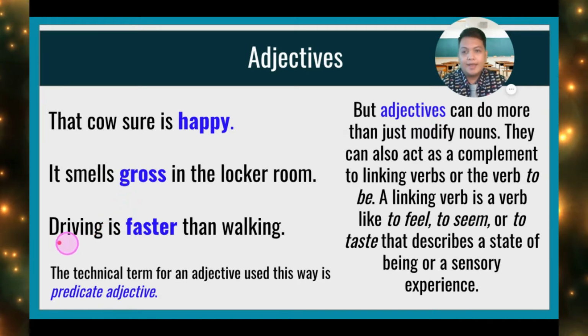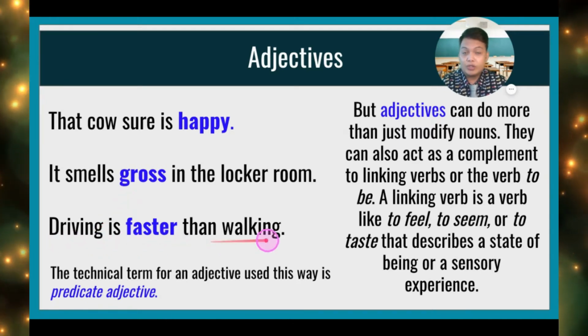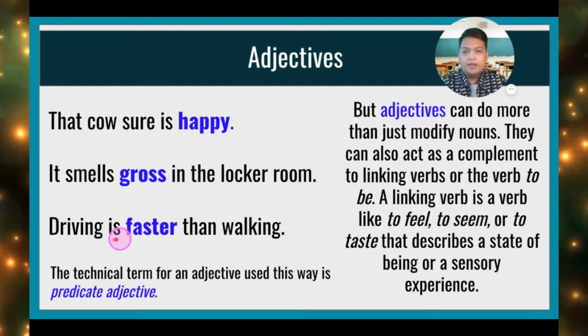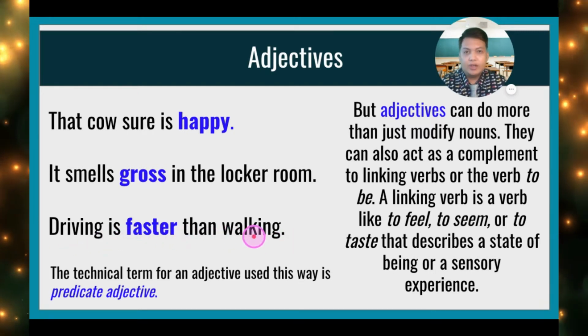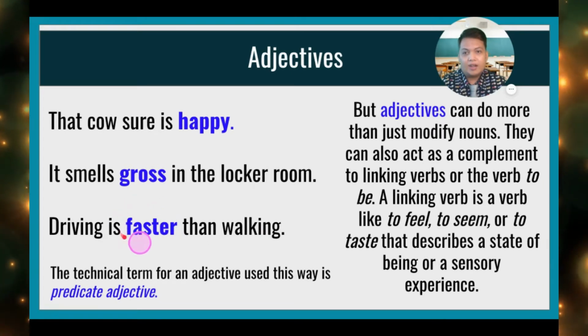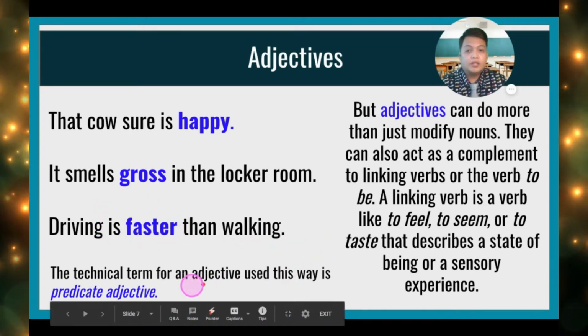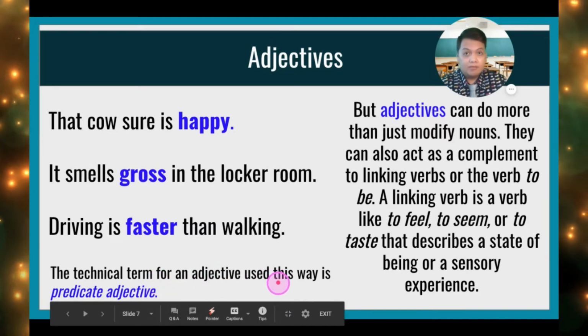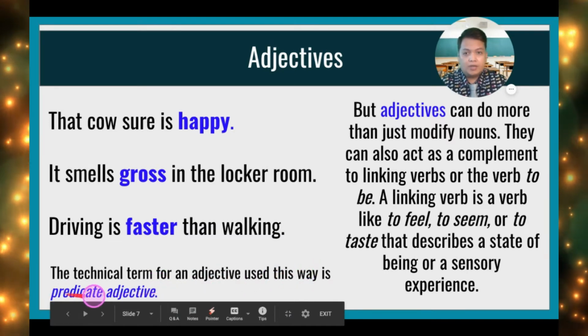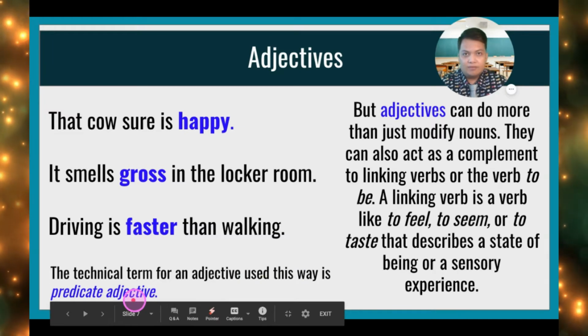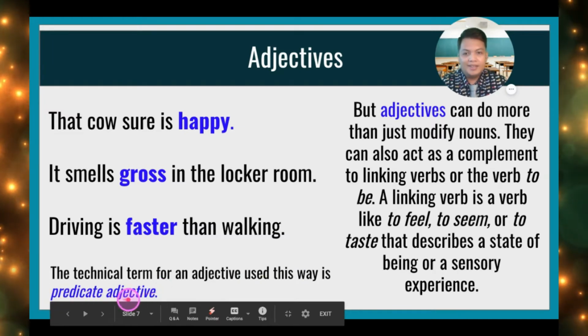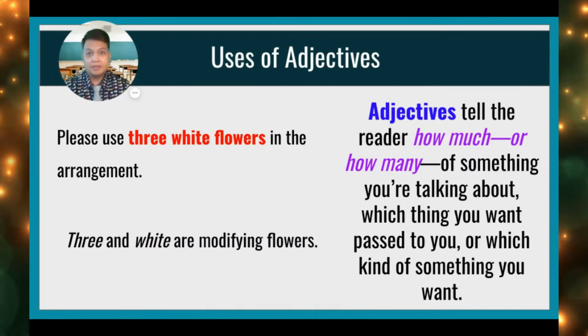All right, next we have driving is faster than walking. Driving is faster than walking. All right, our adjective here is faster. So the technical term for an adjective used like this is predicate adjective. Again, predicate adjective.